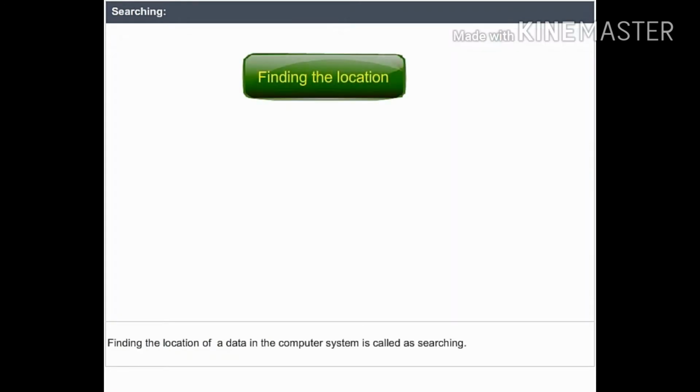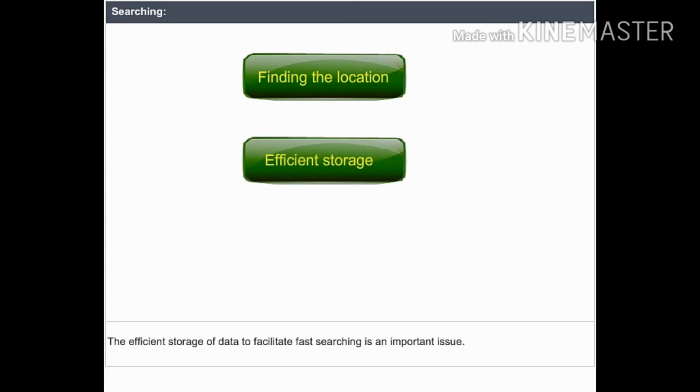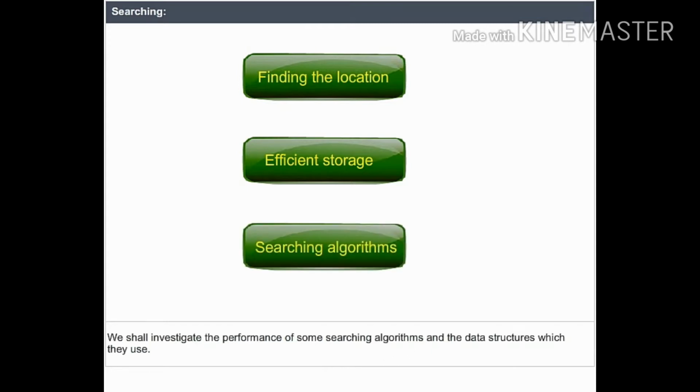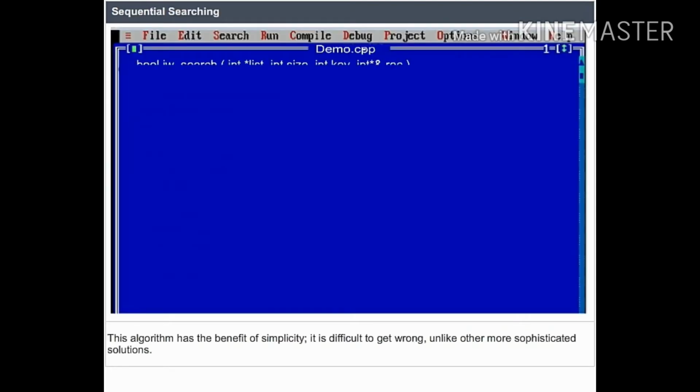Searching. Finding the location of a data in the computer system is called as searching. The efficient storage of data to facilitate fast searching is an important issue. We shall investigate the performance of some searching algorithms and the data structures which they use. Sequential searching. This algorithm has the benefit of simplicity. It is difficult to get wrong, unlike other more sophisticated solutions.